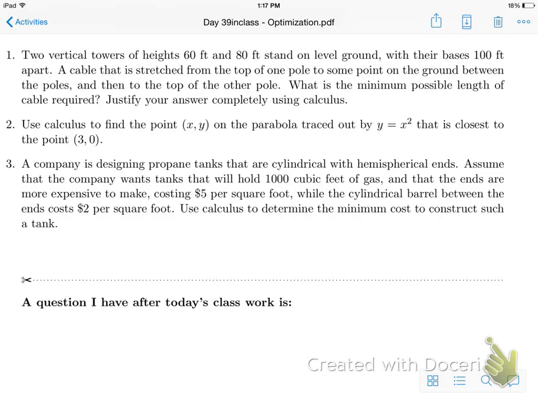So a company is designing propane tanks that are cylindrical with hemispherical ends. Assume that the company wants tanks that will hold 1,000 cubic feet of gas, and that the ends are the most expensive to make, costing $5 per square foot, while the cylindrical barrel between the ends costs $2 per square foot. Use calculus to determine the minimum cost to construct such a tank.